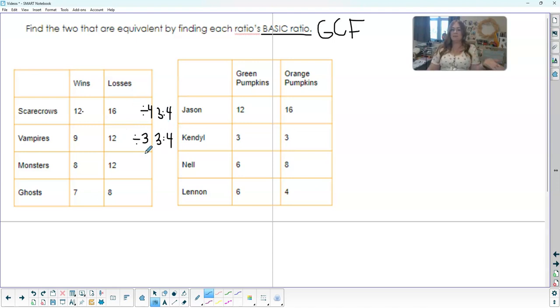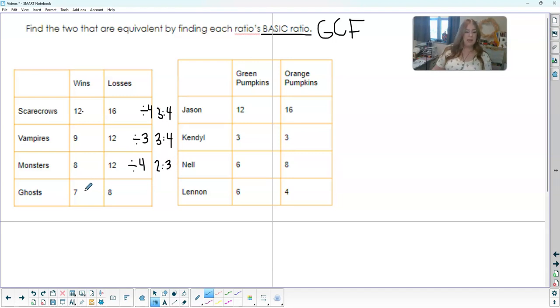Let's see if there's any others. Make sure we didn't make a mistake here. So we're looking for a factor of 8 and 12. 8, no. 7, no. 6 goes in here, but not 8. 5, no. 4, yes. We want to divide both of these by 4. When we know our multiplication facts, this gets a lot easier. So if that's what you're stuck on, let's do some practice. So 8 divided by 4 is 2. 12 divided by 4 is 3.